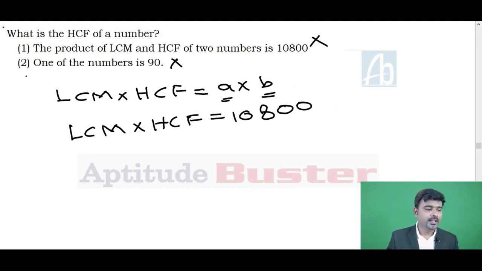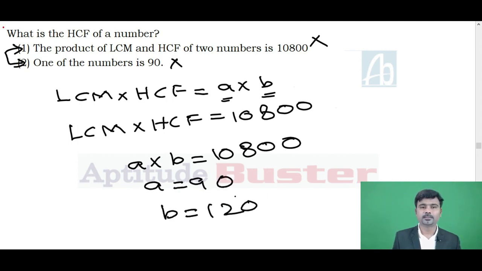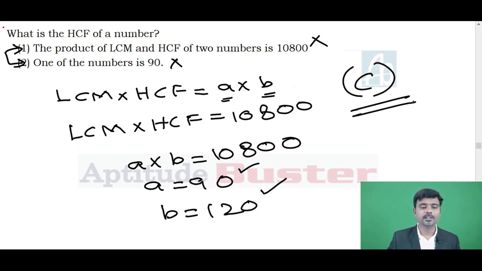Okay, once we combine these two statements, A into B equals 10800. One of the numbers A is 90. If A equals 90, then B should be 120, right? Once we know the A value and B value, can we find out the HCF value? Yes. So the answer for this question is C. Combining these two statements is sufficient.